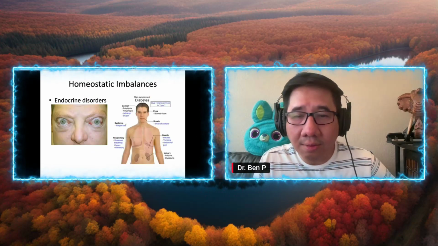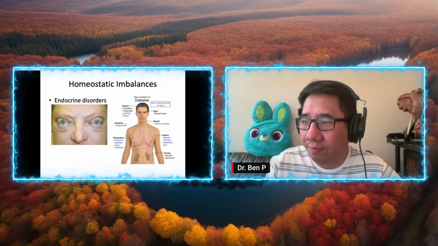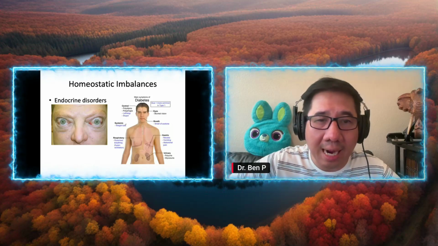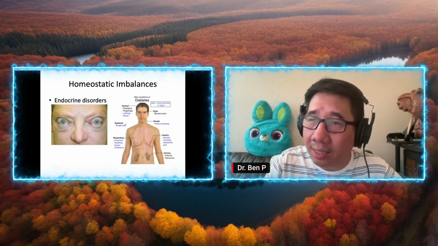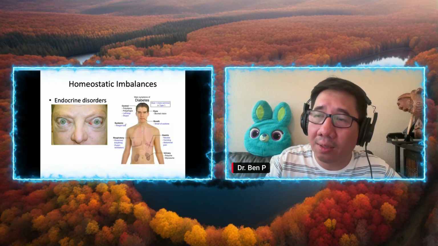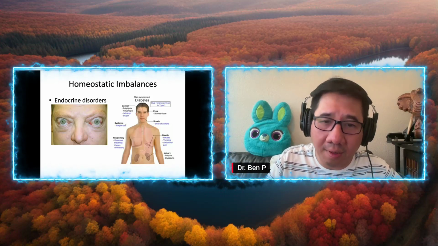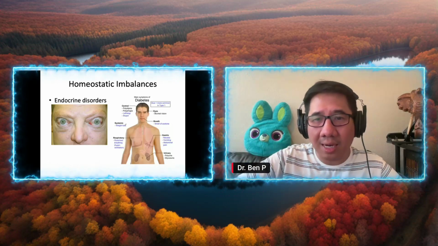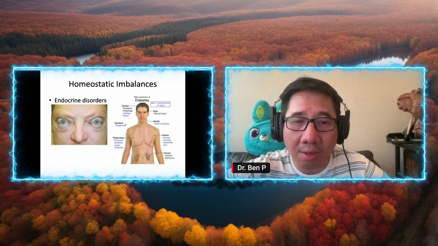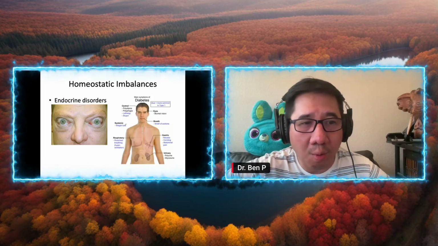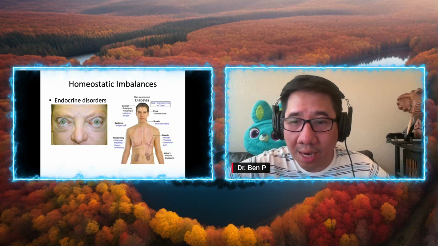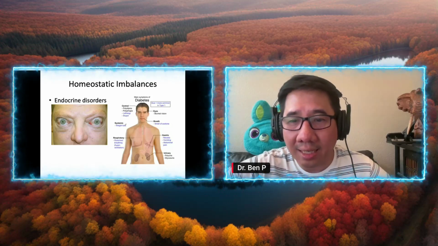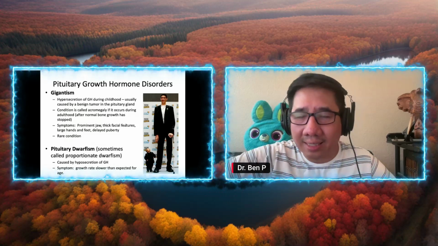Okay, so that concludes the endocrine chapter, but we're going to talk a little bit about diseases. There are a few diseases that go along with the endocrine system. As I mentioned before, when things don't work out too well, when things go the wrong way, when your hormones become too much or too little, you could end up with these diseases. So the first one is called gigantism.